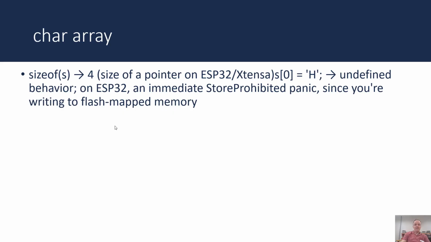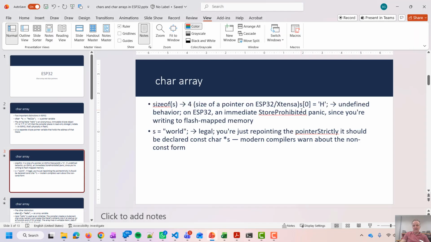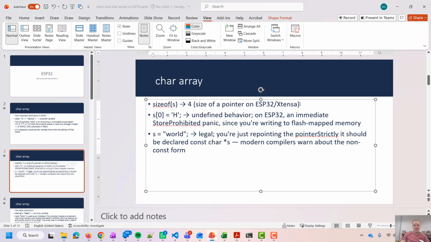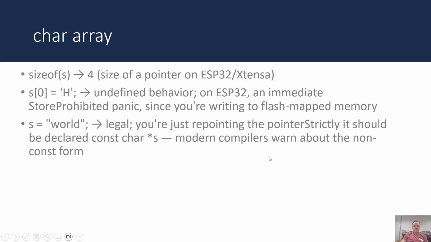You're not allowed to do this: if you try to access s as an array and write s[0] = 'H', that's undefined behavior on ESP32, and an immediate store-prohibited panic, since you're writing to flash-mapped memory. But s = "world" is legal. You're just repointing the pointer.